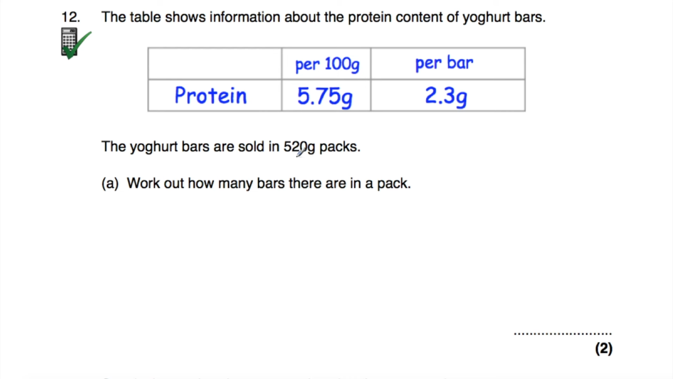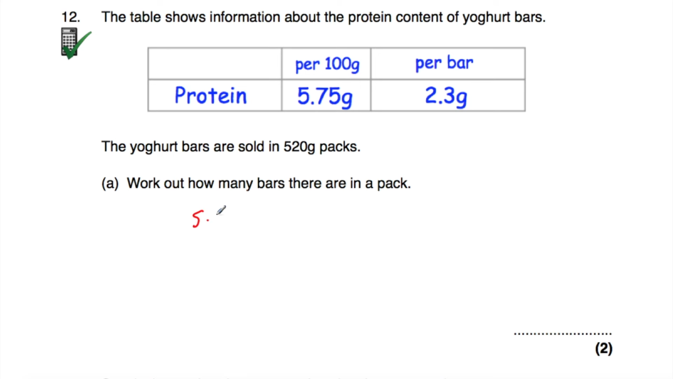So there's these packs of yogurt bars, and they're sold in 520 gram packs. Part A says work out how many bars are in each pack. So we need to work out how many yogurt bars are in these 520 gram packs. We're told for 100 grams of the yogurt bar there's 5.75 grams of protein, but in each bar there's 2.3 grams of protein. So if we divide 5.75 by 2.3, that'll tell us how many yogurt bars there are in 100 grams. And that'll be quite useful, and then we can work out the mass of one of these yogurt bars.